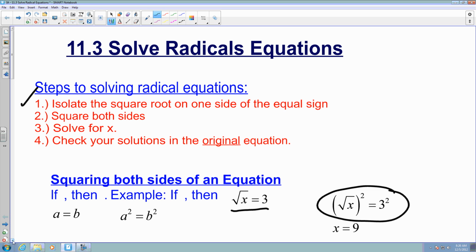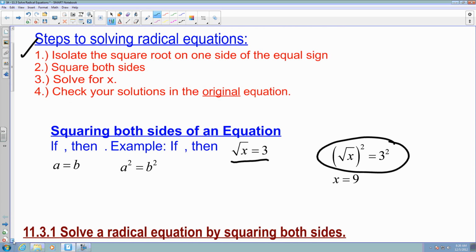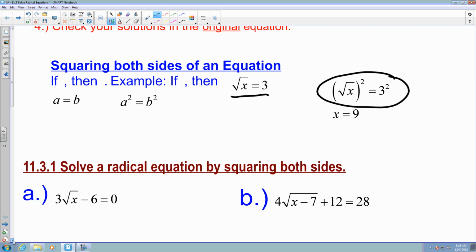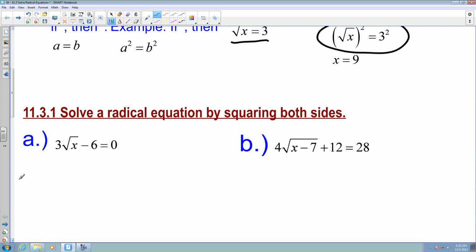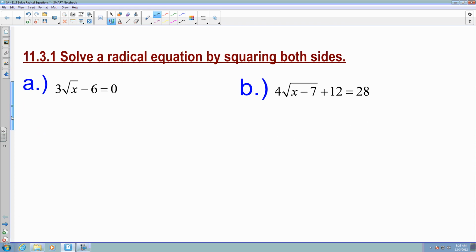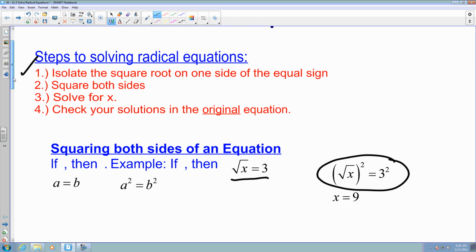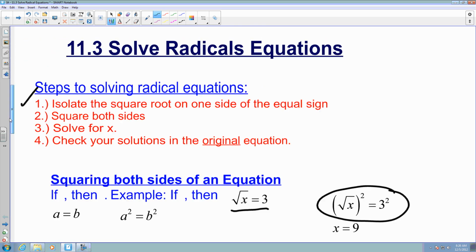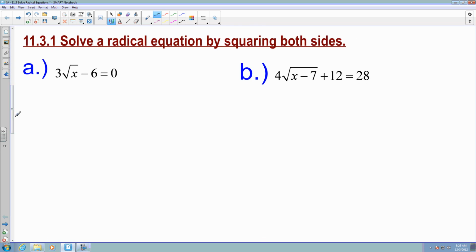So let's do some examples. Okay, so these examples A and B, and I think there's a C down there too. We want to solve the radical equation by squaring both sides.